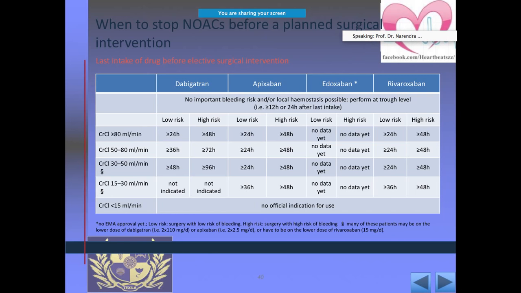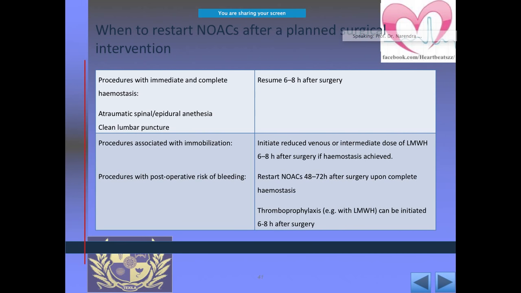So this is the dosage, and especially the number of hours of gap which can be given for the specific NOAC which is being used. After the procedure has been done, when should the NOAC be restarted? If you are able to achieve immediate and complete hemostasis, you can start within 6 to 8 hours after the surgery. And if you have to immobilize someone, then again, within 6 to 8 hours of hemostasis, you can start. And if a patient has a post-operative risk of bleeding, you can wait for 48 to 72 hours after the surgery.